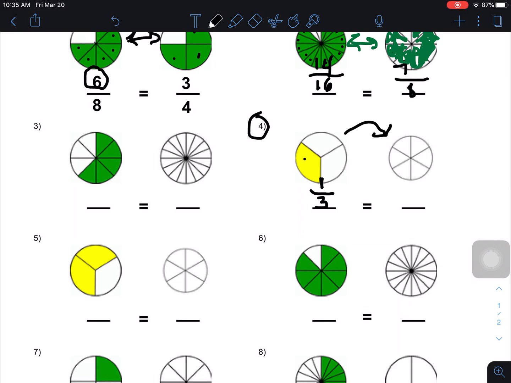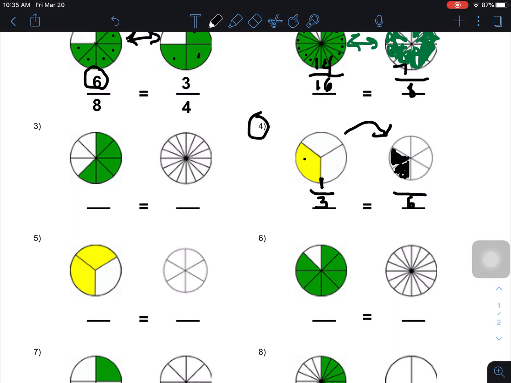We have 1, 2, 3, 4, 5, 6 individual pieces that make up the entire thing. Now we need to shade in the ones that look similar, so that it will be equivalent. So if we keep it consistent with our last one, there's 1 shaded in, there's 2 shaded in.